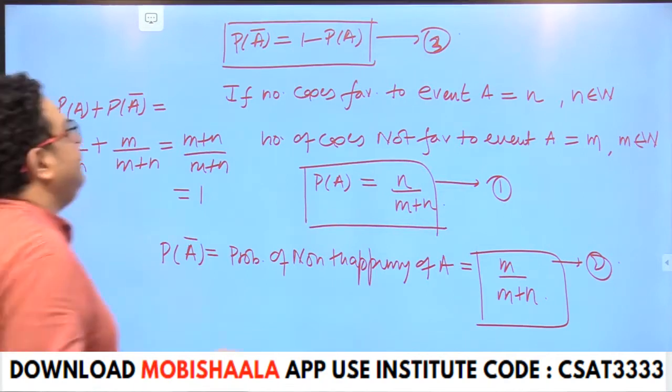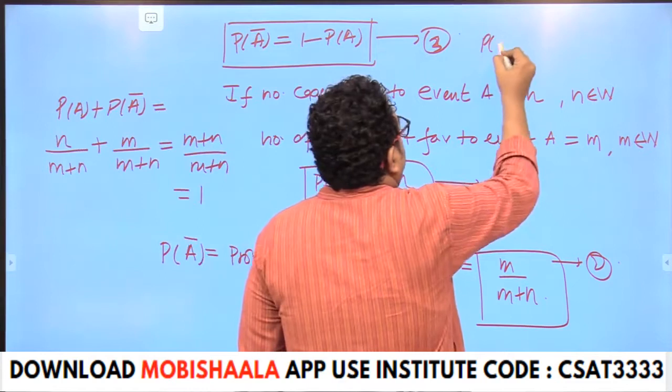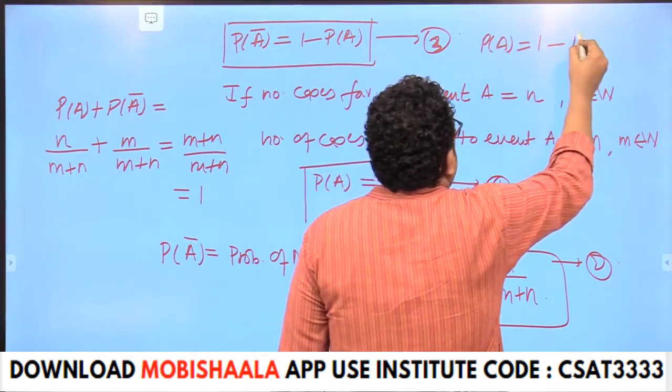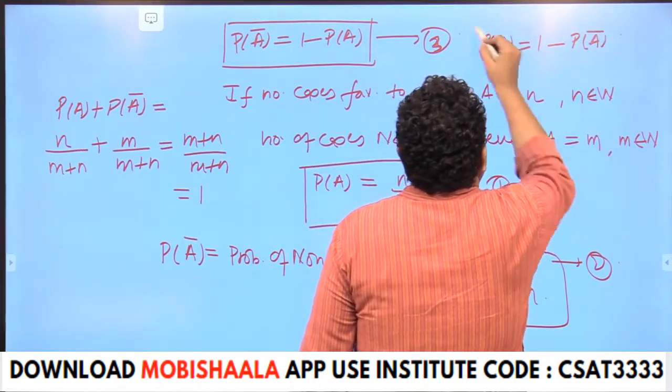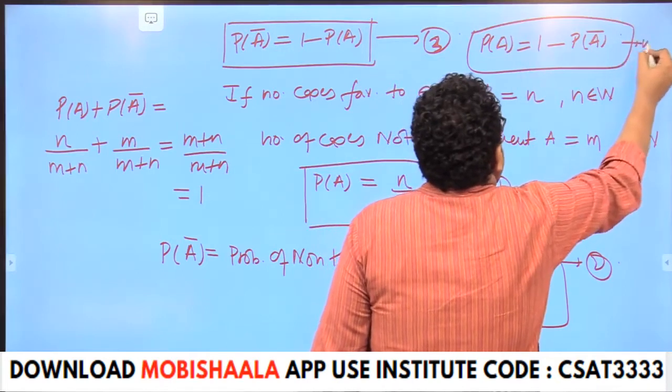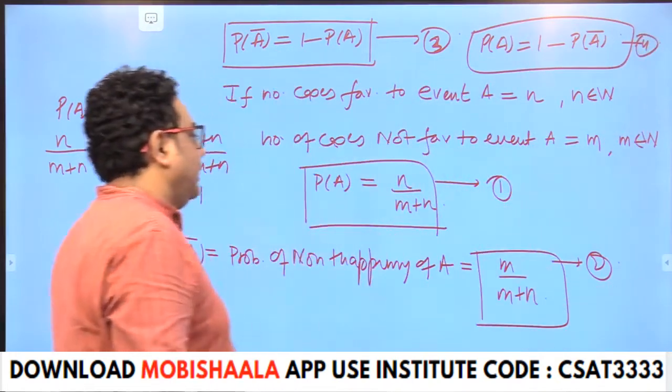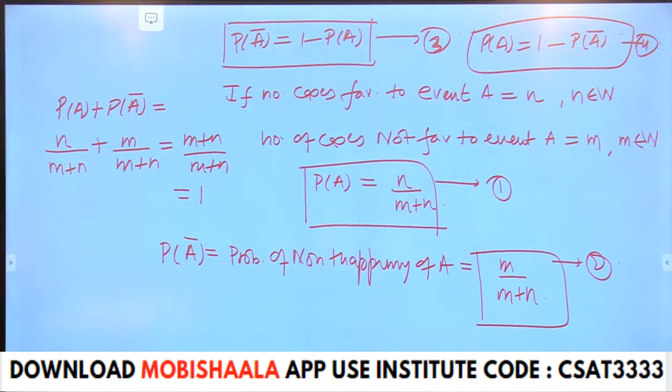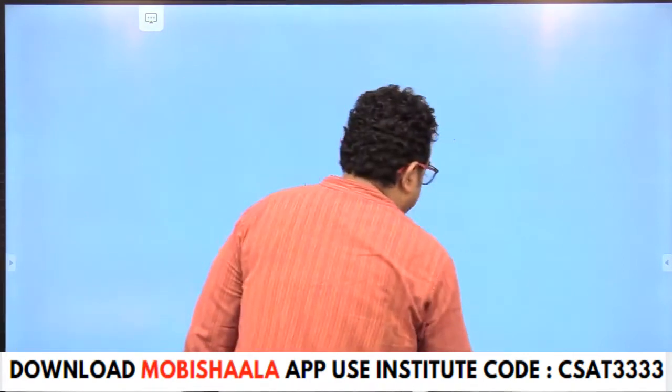Or similarly, we also say probability of happening of A is 1 minus probability of non-happening of A. Mark it as 4, right? So in this context, guys, if you are clear with this, then I can easily sort out a very important aspect.